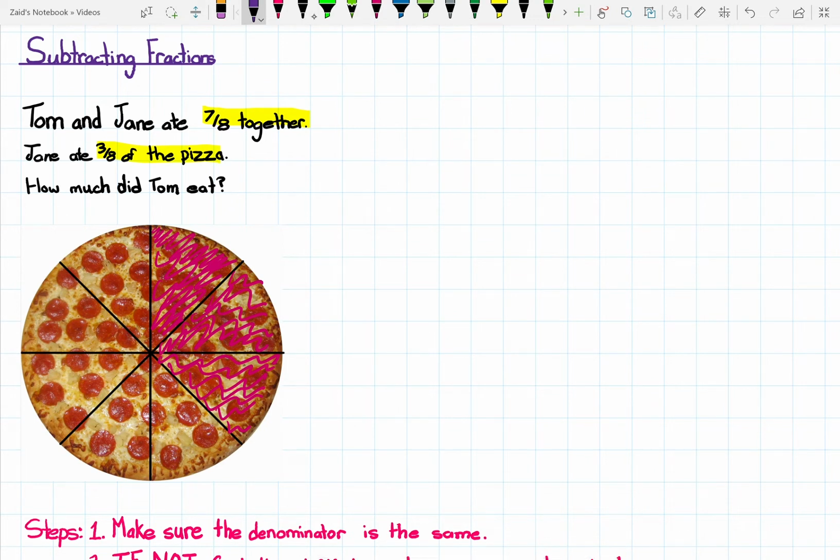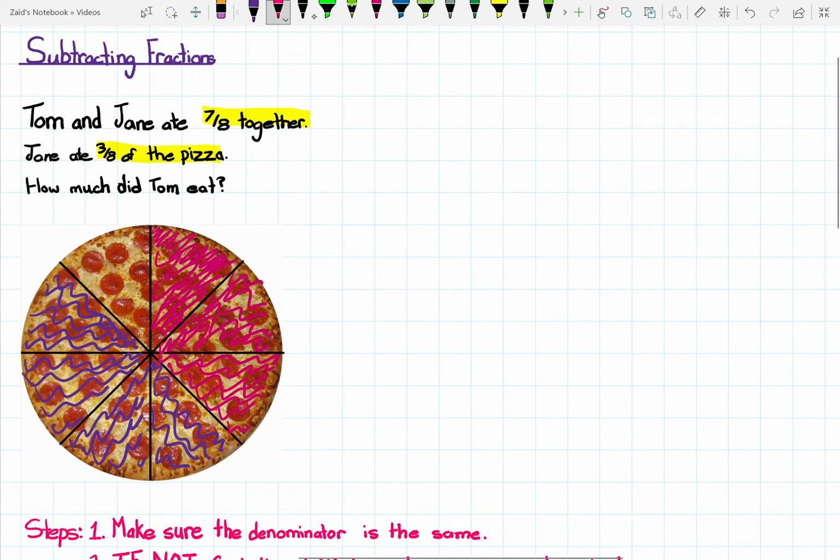So that was 3 slices. So now here's 4 slices in total. Here's 5 slices. Here's the 6th slice. And finally, the 7th slice that they ate together. So as you can see, they only have 1 slice remaining. And now we just count how much Tom ate.